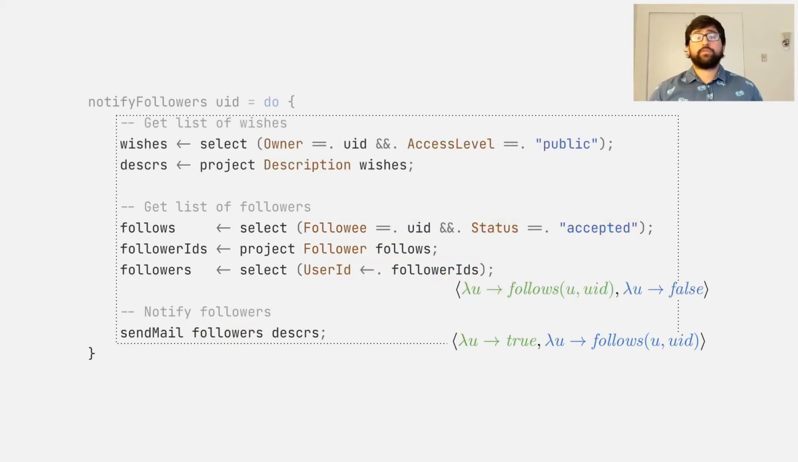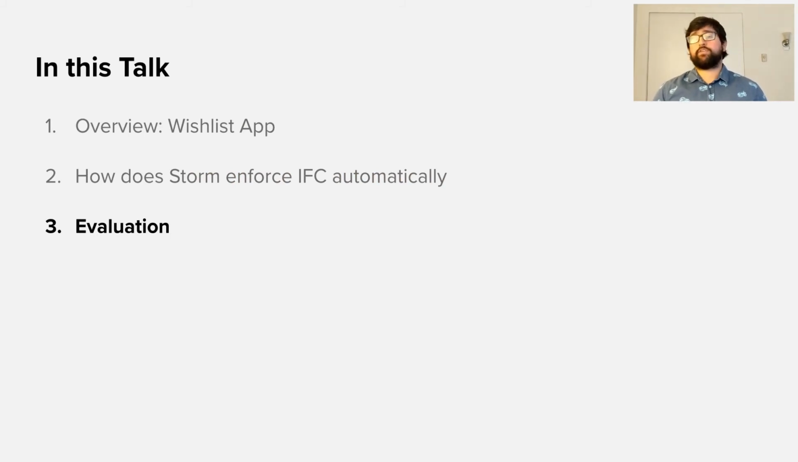Finally, to prove the absence of leaks, STORM needs to ensure the set of observers in the last statement is contained within the previous set of authorities, which in this case holds trivially as they are both the exact same set. I will finish by presenting an evaluation of our framework.